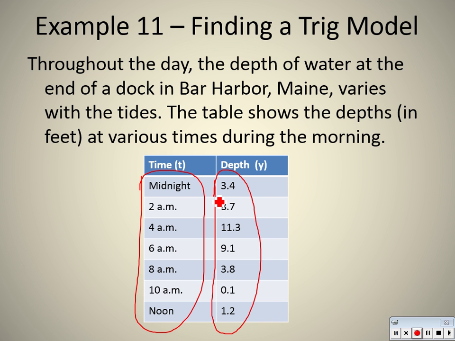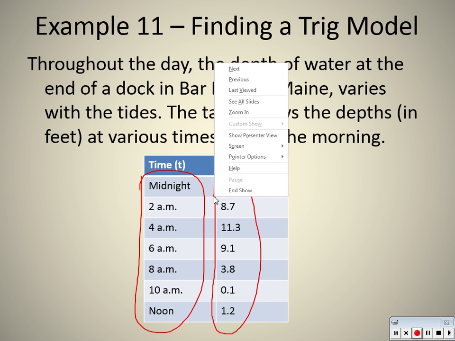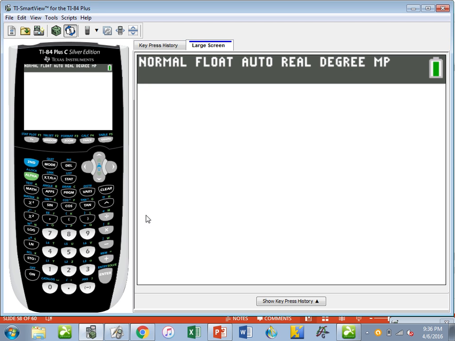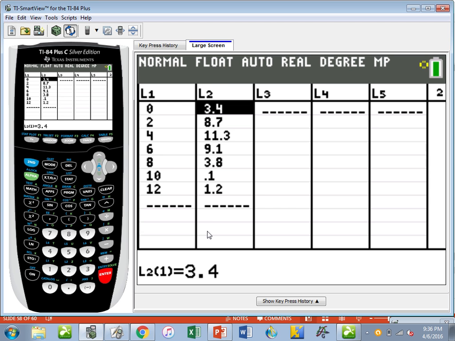So this is a problem that you can use your calculator for and do what's called a sine regression. So before I get to the questions here, what I want to do is take my calculator and go to the L1 and L2 columns. So that's stat and then edit. And what I want to do is put the times in L1.